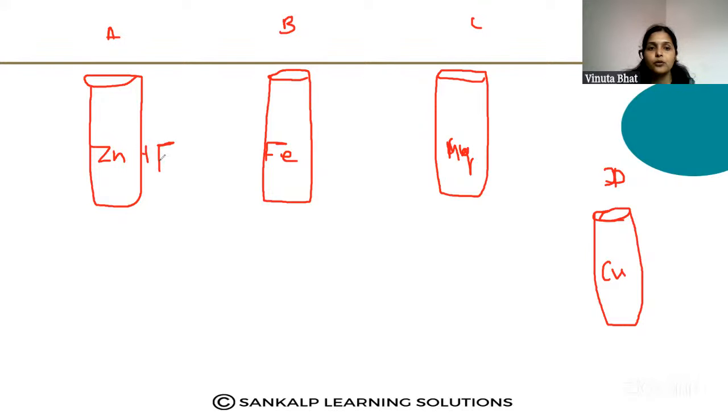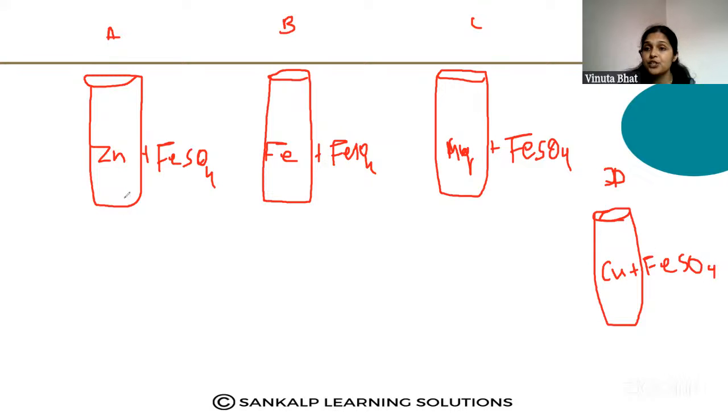Here, the same amount of ferrous sulfate is added. Here also FeSO4, and here also plus FeSO4. Okay. So in which test tube does the reaction take place?